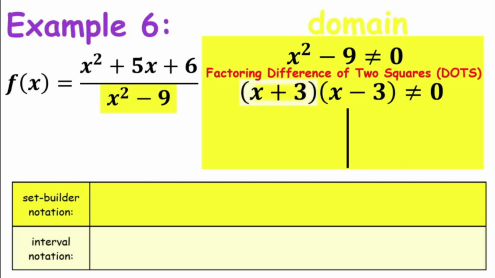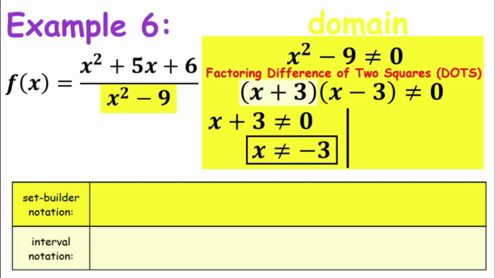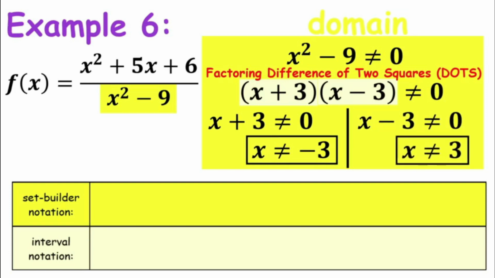First, x plus 3. x plus 3 is not equal to 0. Transpose positive 3, we have x is not equal to negative 3. Next, x minus 3. x minus 3 is not equal to 0. Transpose negative 3, we have x is not equal to 3.